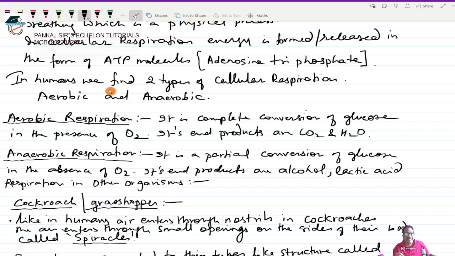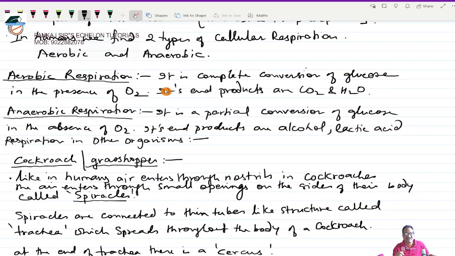In humans, we find two types of cellular respiration. Human beings have two kinds of cellular respiration: one which is known as aerobic and one which is known as anaerobic. Cellular respiration can further be divided into two types, aerobic and anaerobic. Now, what is aerobic and anaerobic?